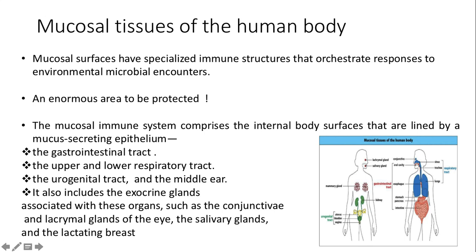It also includes the exocrine glands associated with these organs, such as the conjunctiva, the lacrimal glands of the eye, the salivary glands, as well as the lactating breast.